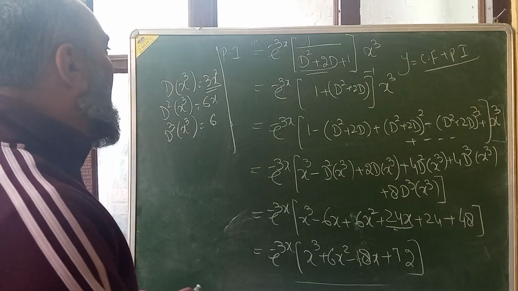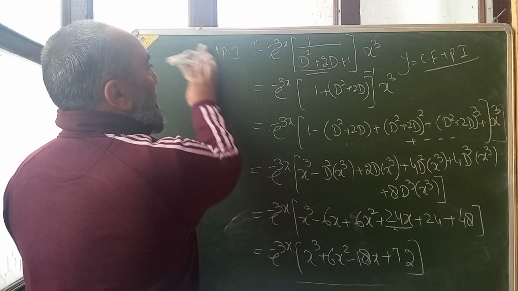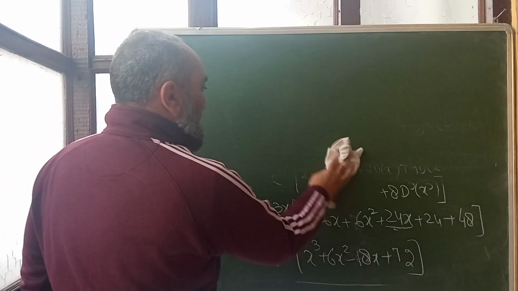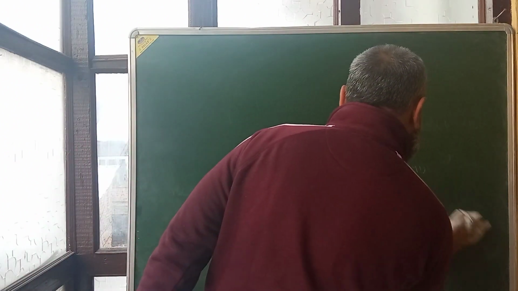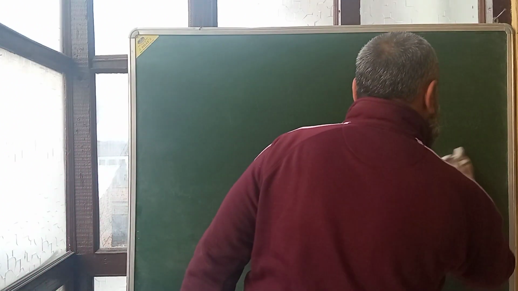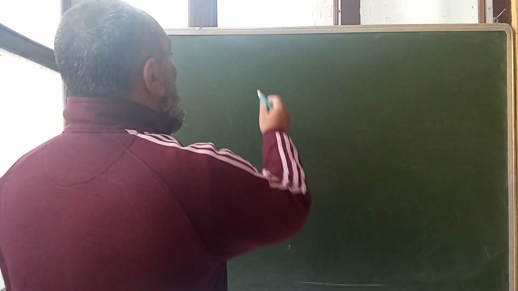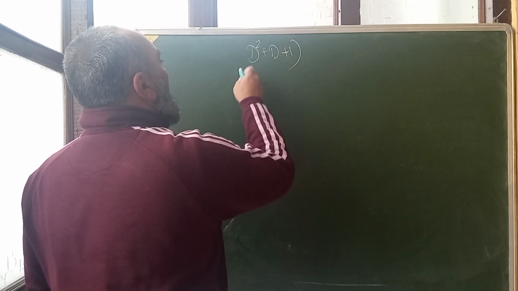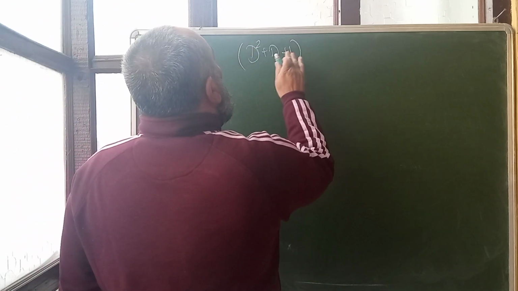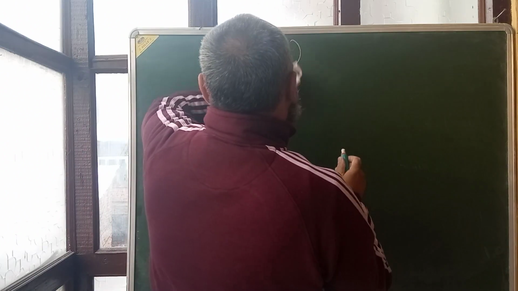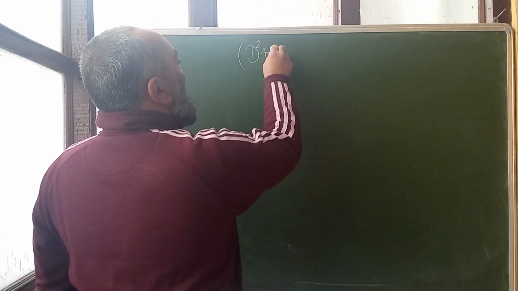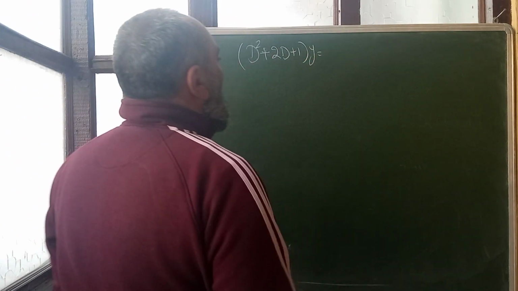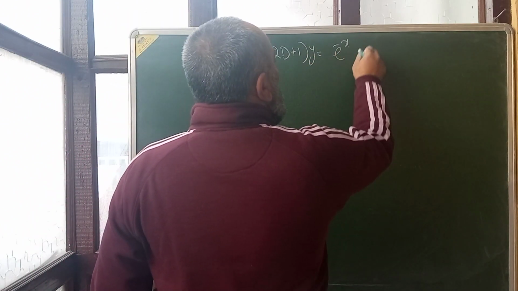Okay. Let me take one more example. D square plus D plus 1. Let me write it like this. D square plus 2D plus 1 operating on y equal to e raised power minus x sin x.